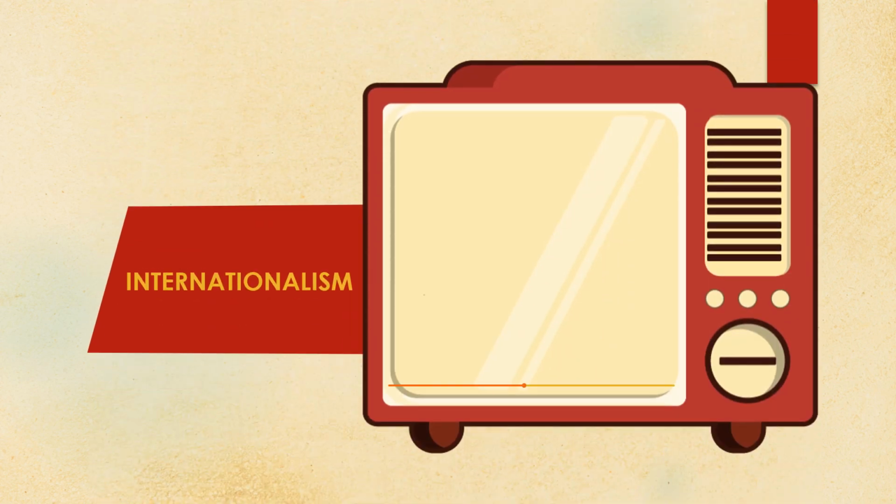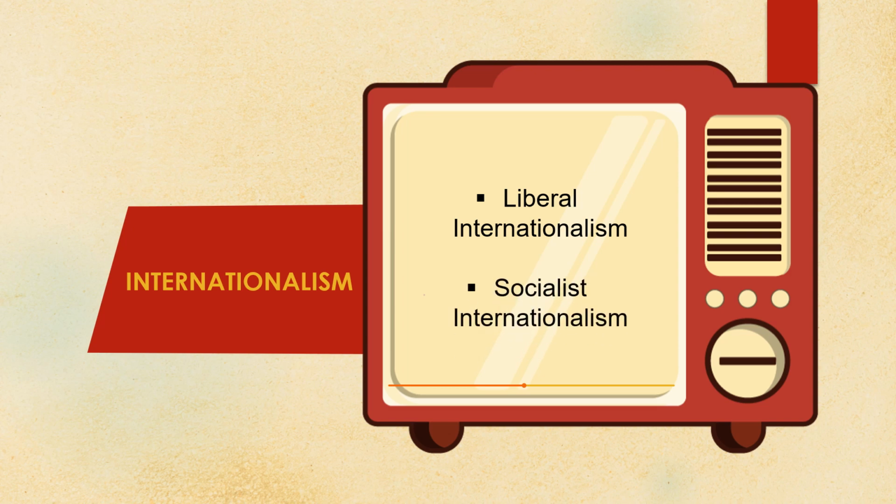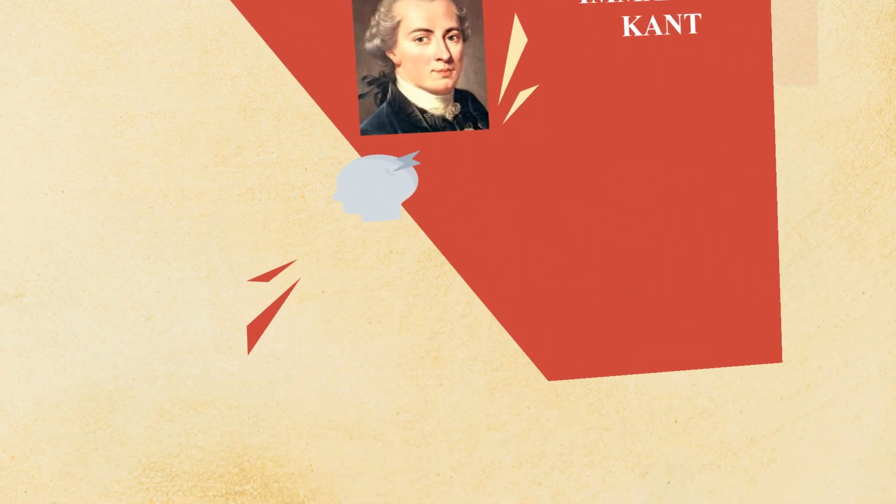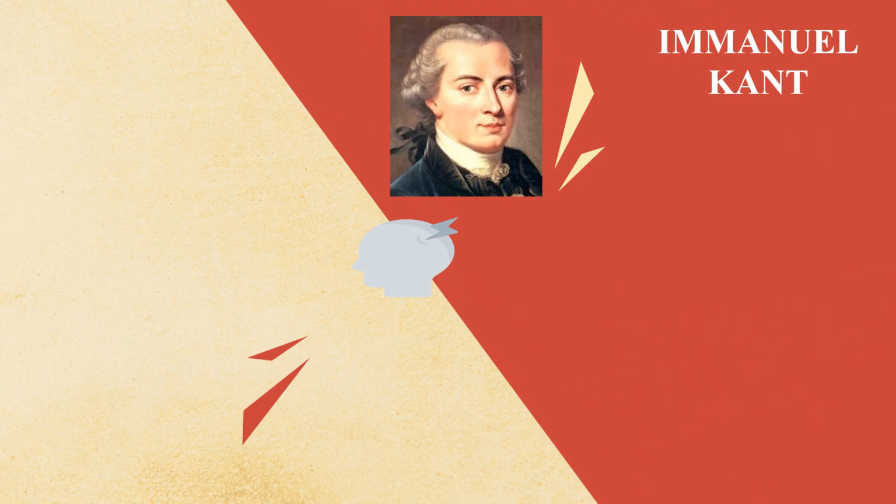Internationalism comes in different forms as well, but the principle may be divided into two broad categories. So first is the liberal internationalism, and then the second is the socialist internationalism. So we will discuss it one by one. Let us talk first about liberal internationalism.